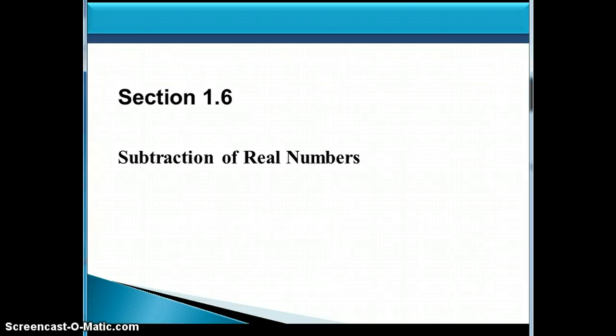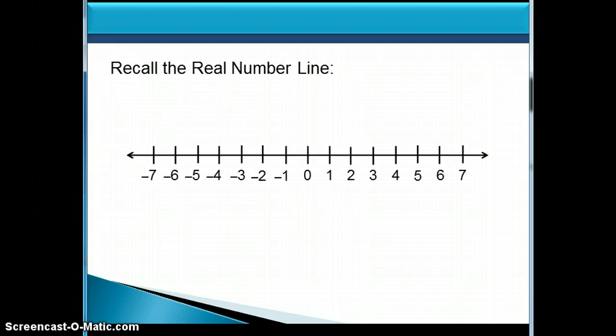Hi, this is Wendy Lightheart, and in this lesson we're going to look at how to subtract real numbers. Recall the real number line that we used to add real numbers. Let's look at how we can use it to subtract real numbers.